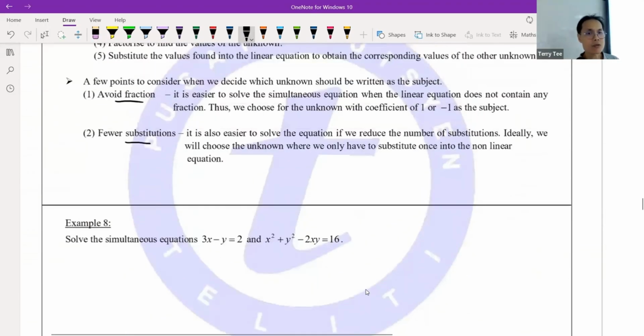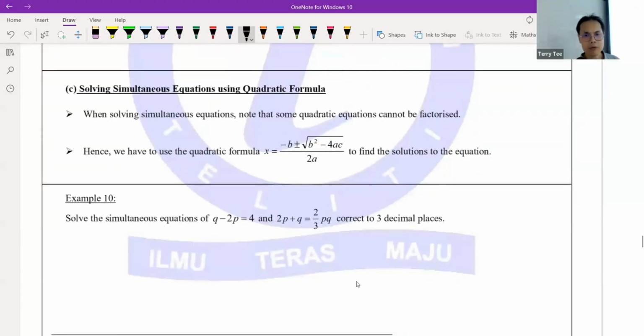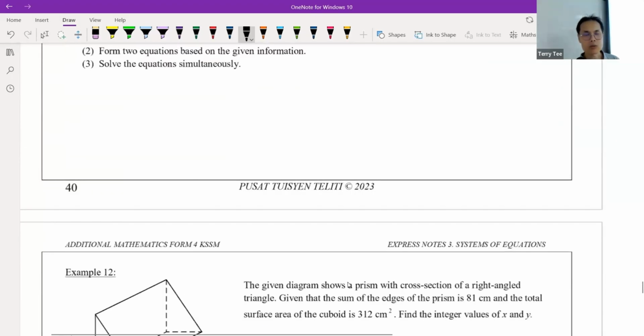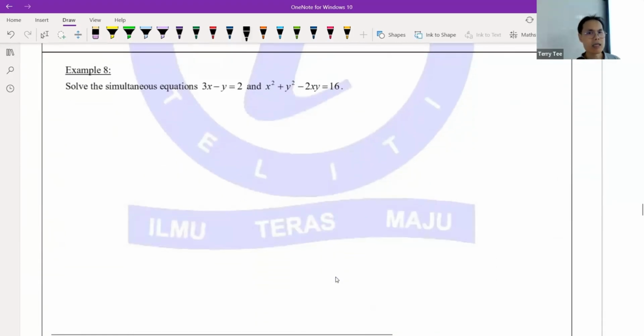The second point I mentioned is fewer substitutions. Fewer substitutions means we only substitute once. For example, these all look the same, they all have two unknowns, so it's not exactly fewer substitutions. Fewer substitutions is, for example, if I have 2x squared plus y squared minus 2x equals 16. In this case, it's easier to make y the subject because I only have to substitute once. If I make x the subject, I will have to substitute twice.